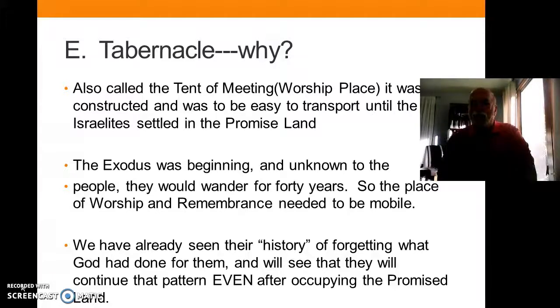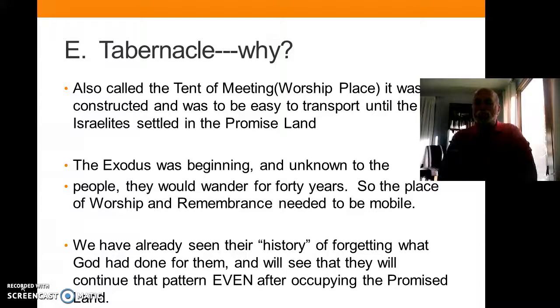So if you will, think about like we have a number of 10 by 10 tents that are pop-up tents that we use for various functions at PCC. And obviously this tent of meeting was much larger and had much more detail to it, but it would be a similar kind of thing as that in the sense that it would be collapsible, transportable, and then when the Israelites reached their next location where they were going to camp, they would then set it up again for their times of worship.